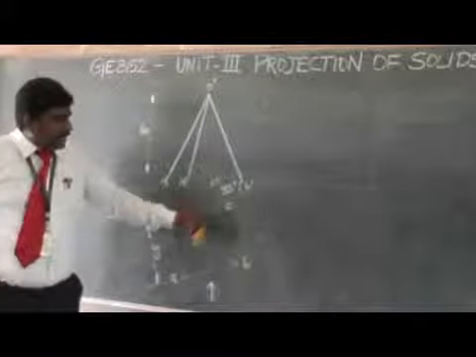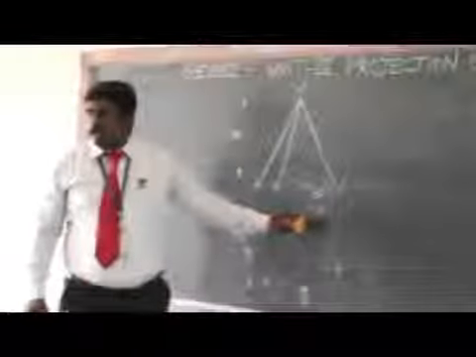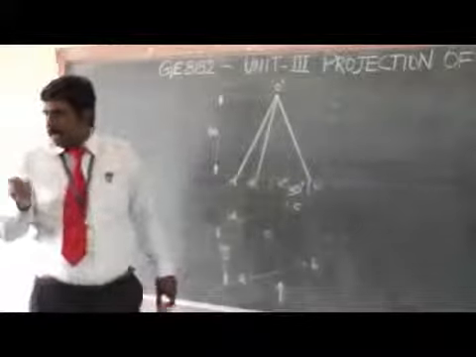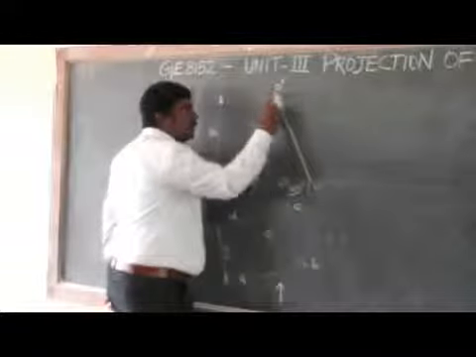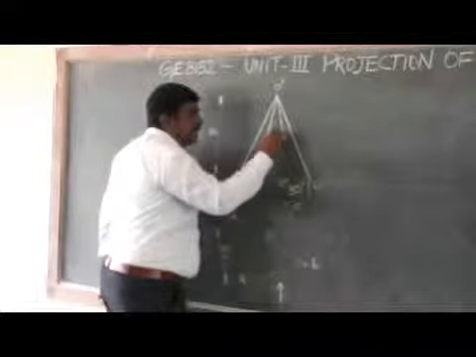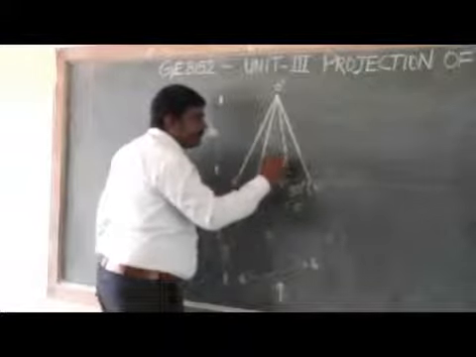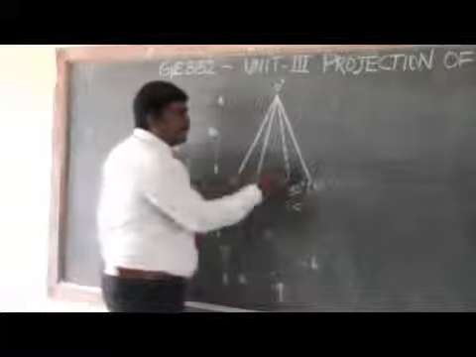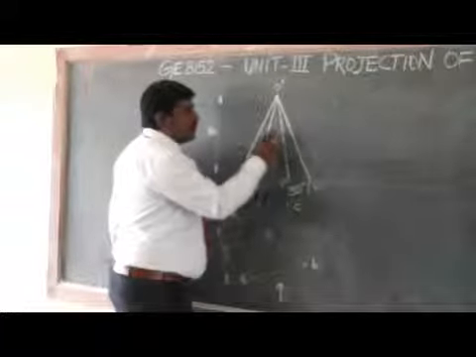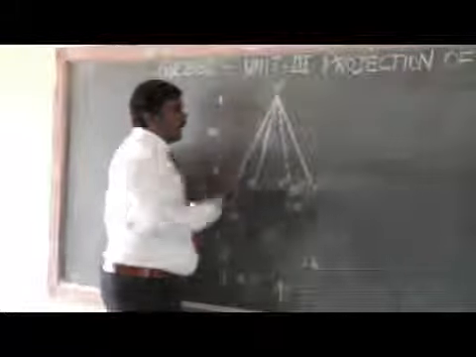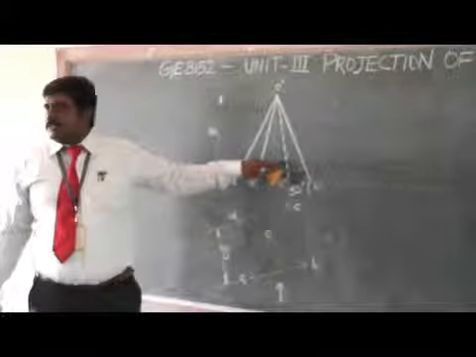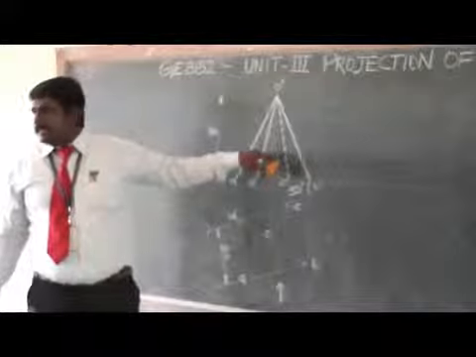This OC is just behind this, so it is invisible but it is hidden. So you have to show this slant edge with the hidden line. So what you will make hidden line? The hidden line is a discontinuous line. Okay, so this line will indicate that there is an edge but it is hidden at the back side.